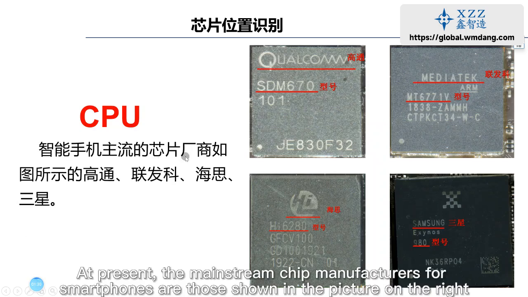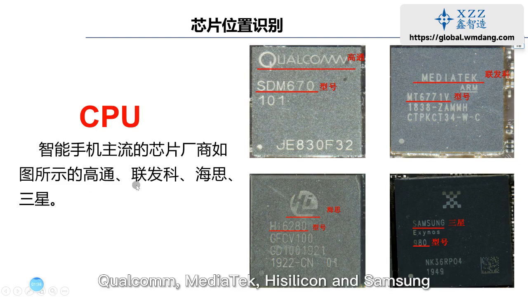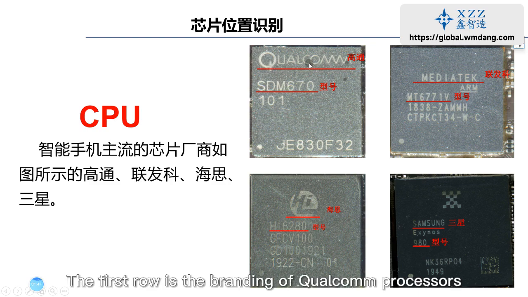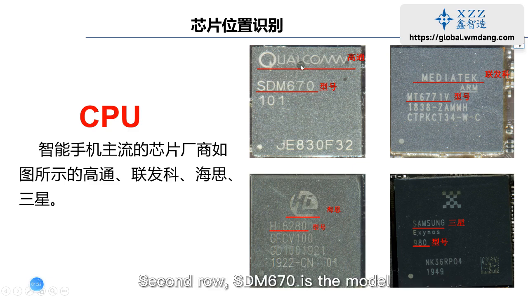At present, the mainstream chip manufacturers for smartphones are those shown in the picture on the right: Qualcomm, MediaTek, HiSilicon, and Samsung. Let's take a look. Qualcomm. The first row is branding of Qualcomm processors. Second row, SDM670 is the model.